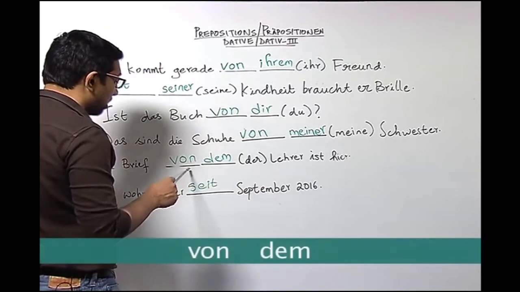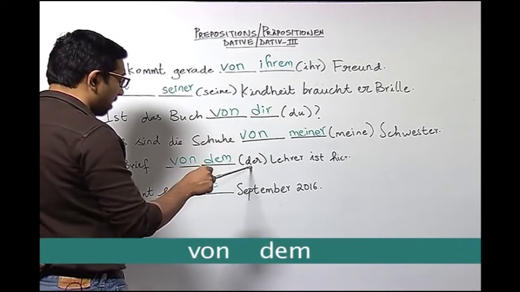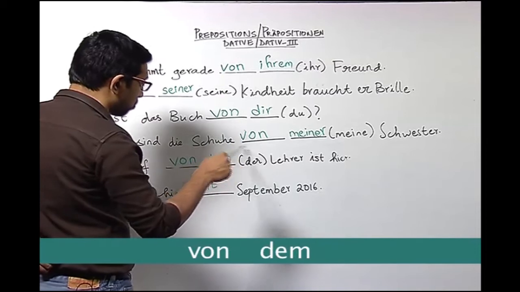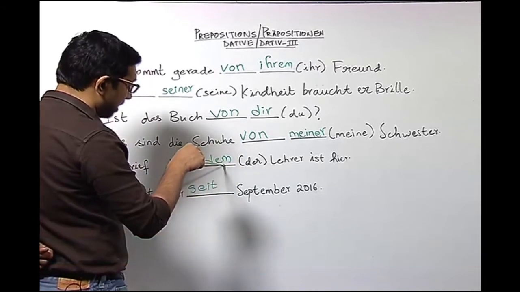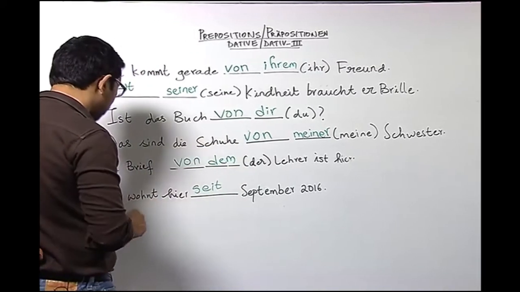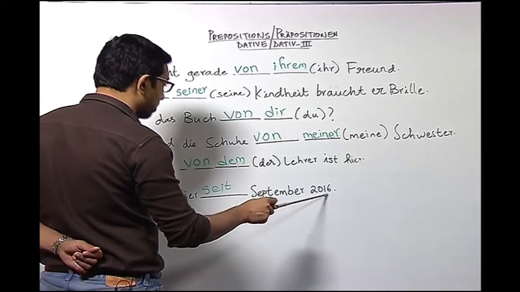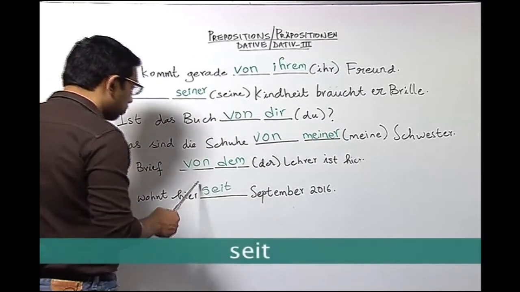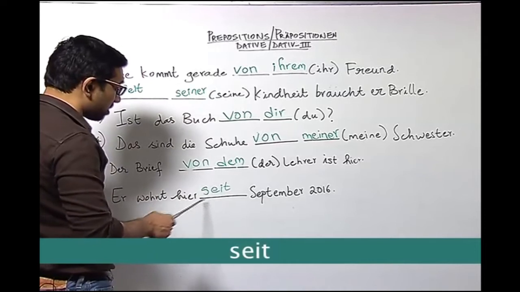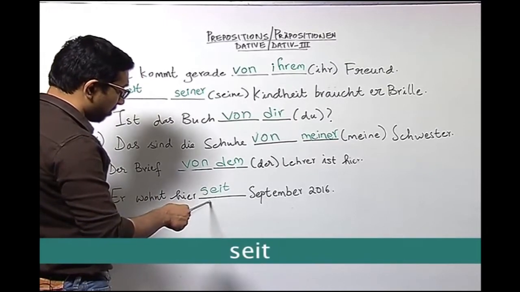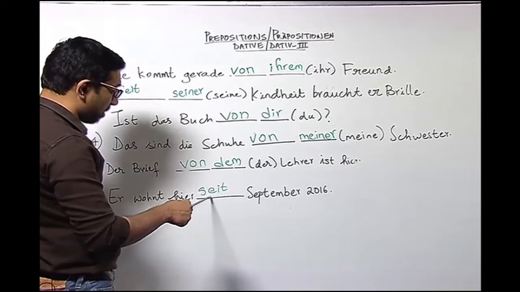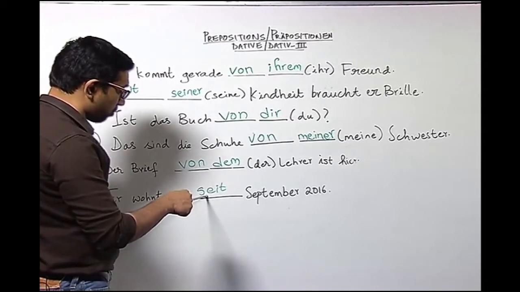In sentence number 5, der Brief ist von dem Lehrer, er ist hier. Here the student correctly wrote the preposition von, and for the article der the student wrote the article dem, which is in dative. Er wohnt hier seit September 2016. Here also the student understood the meaning of the sentence, and since it's an event which is taking place and has started in the past, wrote the correct preposition.